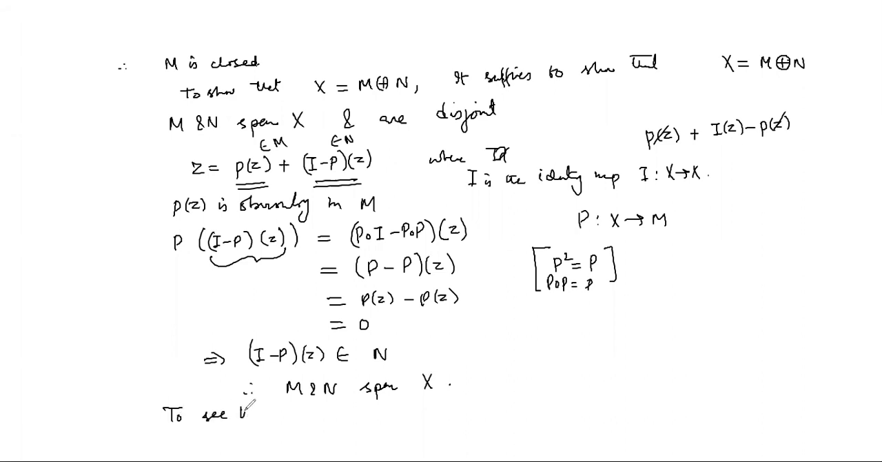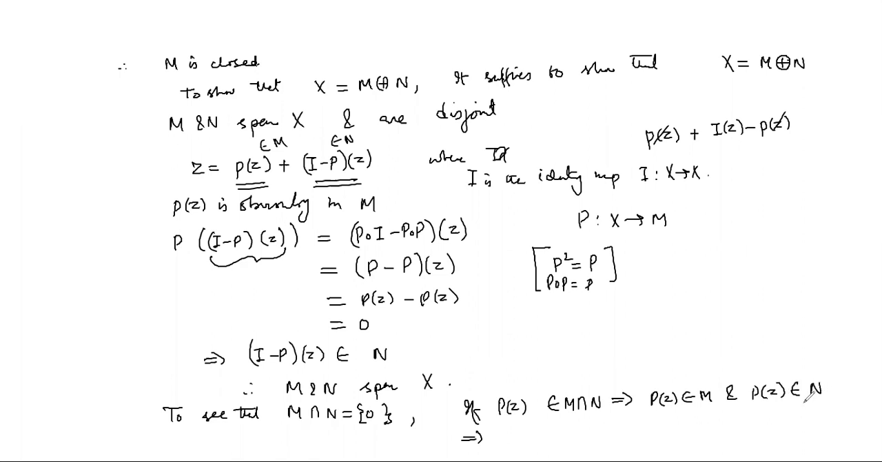Now to see that M intersection N is just the origin, suppose P of Z belongs to both M and N. That means P of Z belongs to M and P of Z also belongs to N, which is what intersection means. Now because it belongs to the kernel, P of Z should be 0, since anything inside N is sent to 0 because N is the kernel of P.